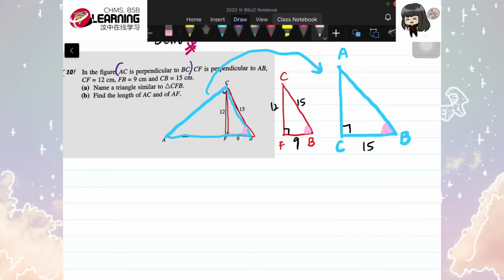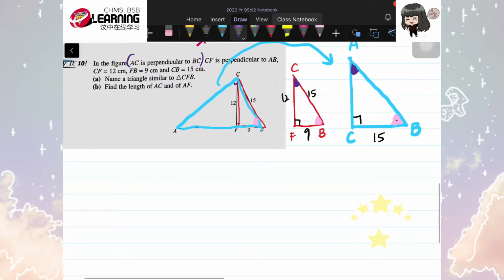Right, so we have 2 pairs of corresponding angles. We have 2 pairs of equal angles. So if you have 2 angles that are the same, the third one will also be the same. The third one is confirmed the same, because 180 minus this 90 degree minus the light pink, you will get the purple one. Same goes for the blue triangle, 180 minus the 90 degree minus the pink one, you will get the purple one. Right, it's the same.